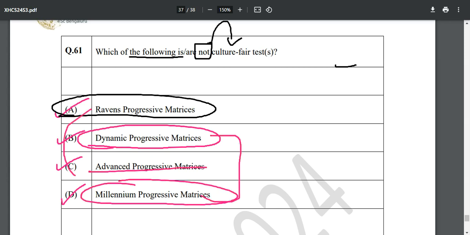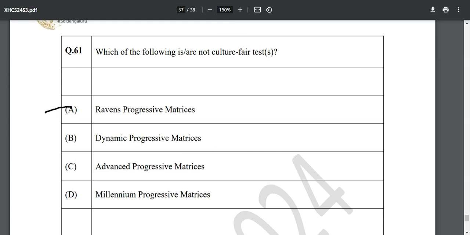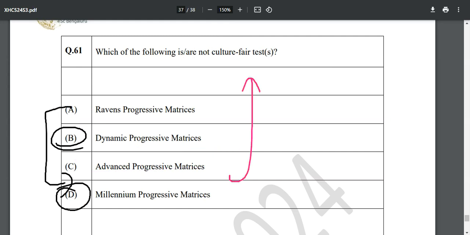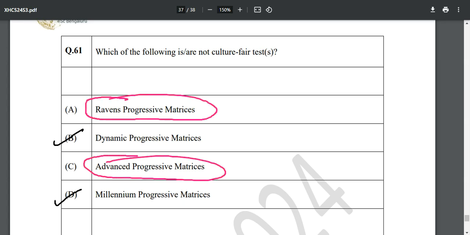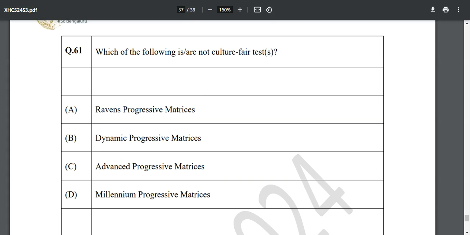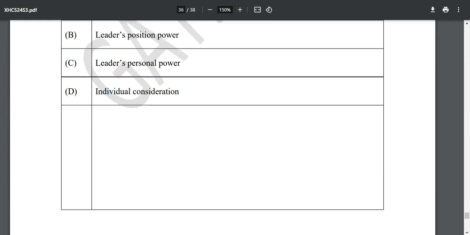Advanced progressive matrices is the same thing, not exactly the same, but yes. So options B and D are not culture fair tests over here. So the correct answer is options B and D. Raven's progressive matrices is culture fair, as well as advanced progressive matrices. Okay, then moving ahead to question number 60.